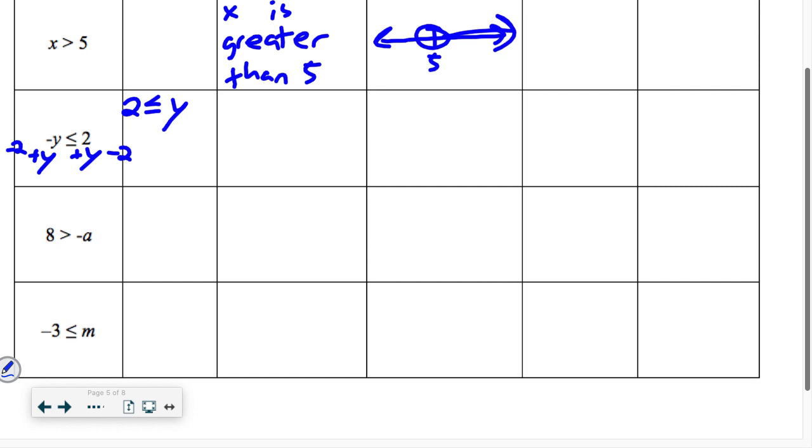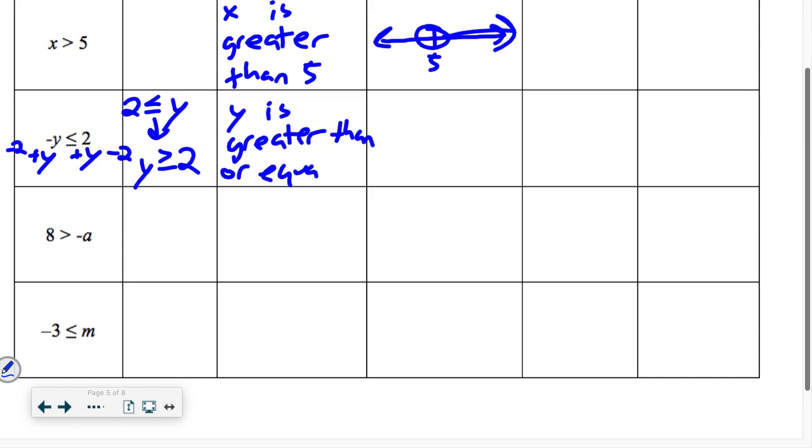The other part of rewriting this, to make things a little easier, I don't like writing it with y to the right. So instead, I'm going to rewrite it again and say y is greater than or equal to 2. If I say 2 is less than or equal to y, that's the same thing as y is greater than or equal to 2. So that is my new term. y is greater than or equal to 2. On a number line, I would just want the number 2. This gets a closed circle, and it's going off to the right.